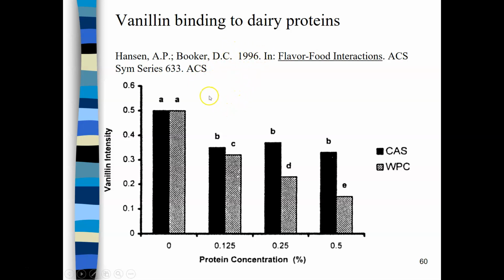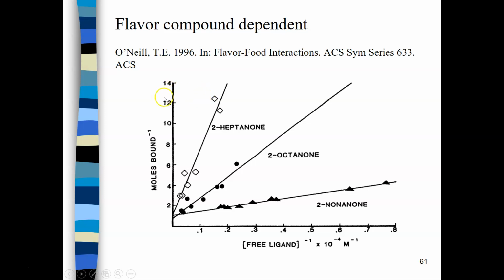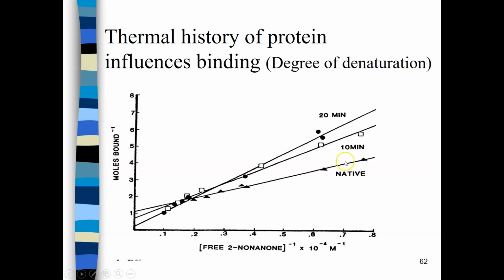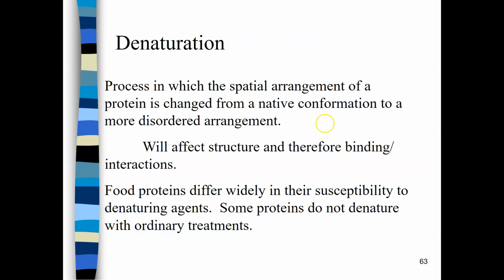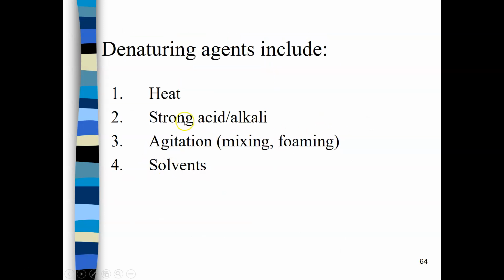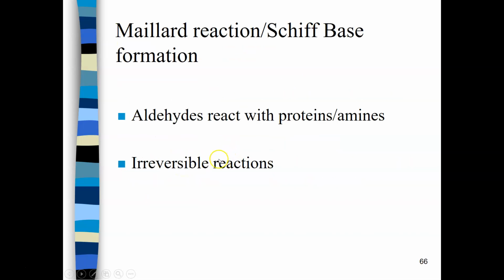1996. Never documented how, where, or why. Well, that's interesting. This is just one that shows how much is free, how much is bound. Some compounds have lots of free and binding doesn't tend to go up with concentration. Other compounds, you increase your concentration slightly, and most of that ends up being bound. And this is looking at the native protein, denatured protein, more denatured. The more denatured, the greater the binding, the greater the effect on flavor. So that's an interesting one. Your protein can be denatured by heat, acid, alkali, agitation, solvent. It will influence how the flavor performs in the system.